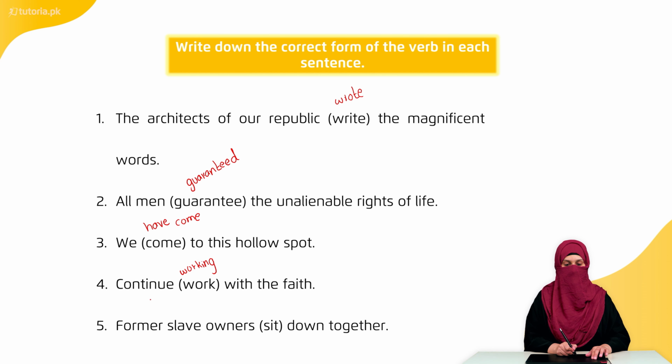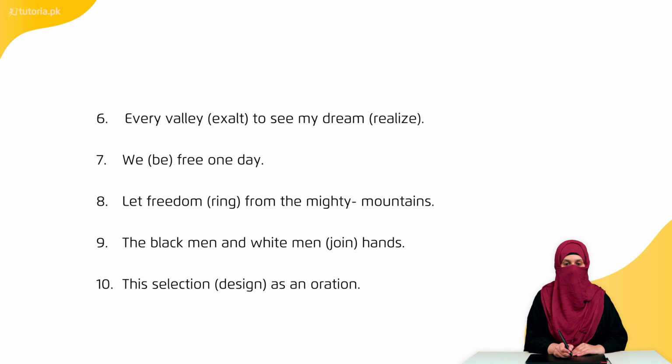The fifth statement is former slave owners sit down together. So the correct form of verb is former slave owners will sit. Sixth statement is every valley exalt to see my dream realize, and the correct form of verb is every valley will be exalted to see my dream realized.